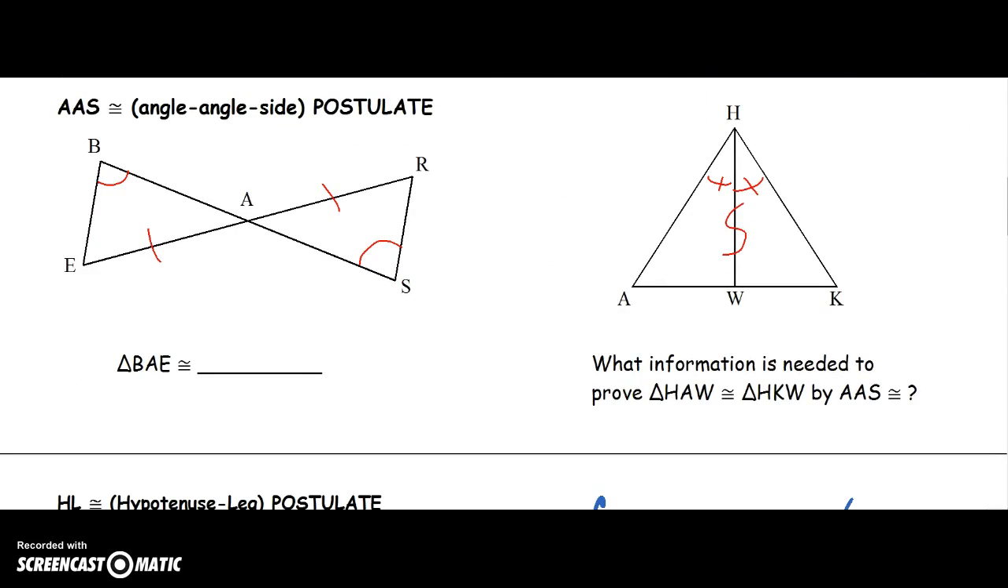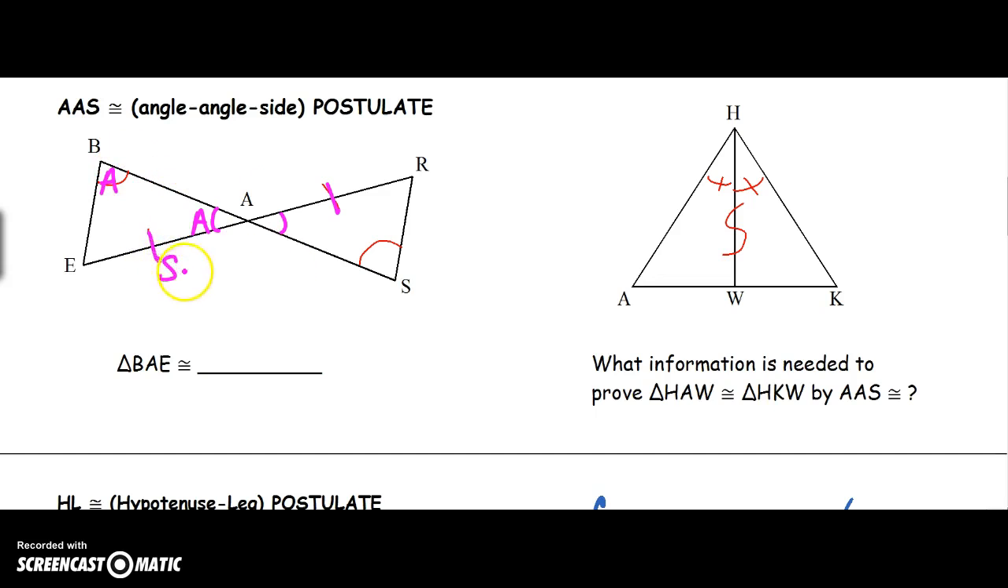Another one is angle-side-side. So this one again is probably the most complicated because they're not directly surrounding or on one side. Here we are given B and S are congruent, so that's an angle, and we're given that these two sides are congruent, and that's a side. So if you notice, we have vertical angles again. So how we figure out this is angle-side is you always start at one point.